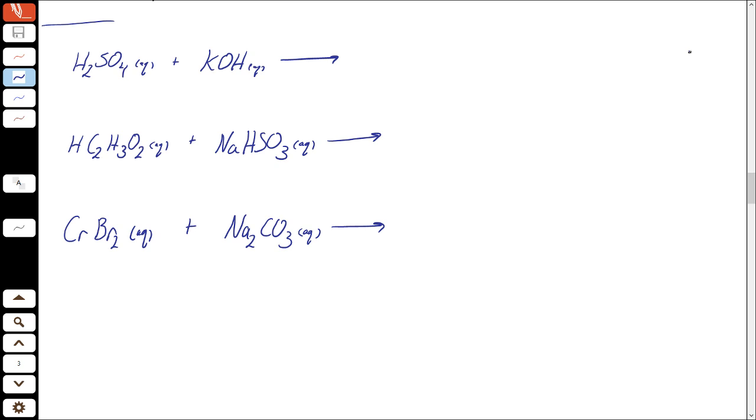So what does that tell you about the products then? Well, it has to be water and a salt. So we're going to make water as one of the products. Once we identify this as an acid-base reaction, then we can know that one of the products is water. And then the other product is the other combination of whatever other ions are there. So in this case, that's potassium and sulfate. And then to balance that, like that.